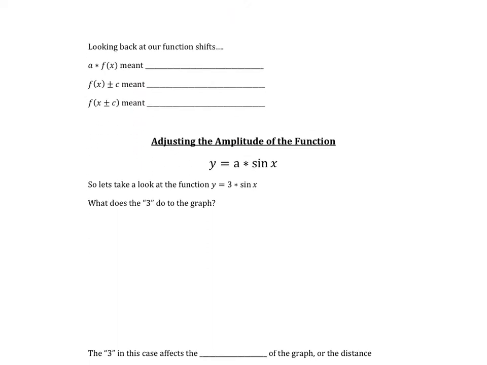And just to review some of our function transformations, if I have some number a times the function on the outside, that meant I multiplied my y values by a. Okay, we've covered this before. This is just our function transformation rules. When I had a number outside the function being multiplied, it multiplied my y values by a.